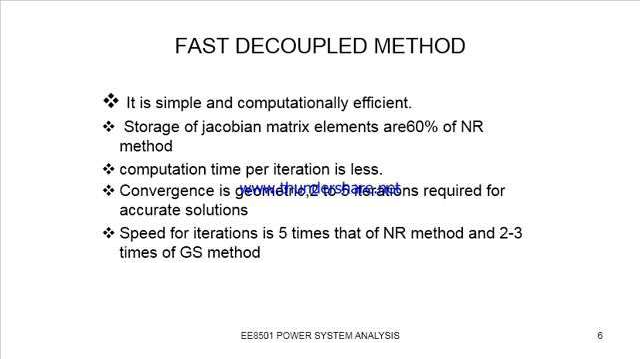Hence the speed of iteration is 5 times that of the Newton-Raphson method and 2 to 3 times that of the Gauss-Seidel method. So the fast decoupled method is proved to be a better one when compared to those two methods. Those methods also possess their own advantages when compared to the fast decoupled method, but for a quick response you can use the fast decoupled method to a greater extent.